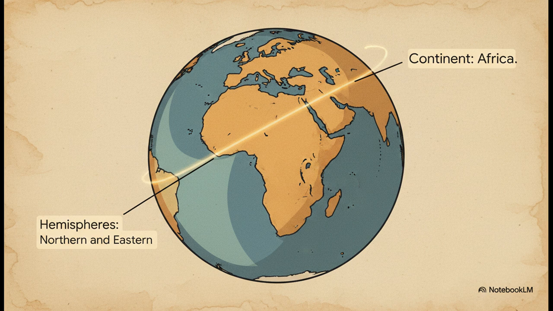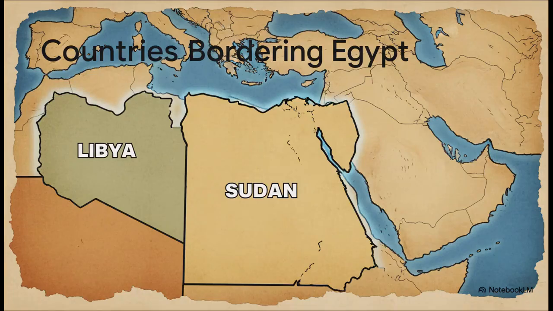Okay, let's get even more specific. Your next question. Name 2 countries that share a border with Egypt. Go on, hit that pause button. Did you get it? The 2 countries are Sudan to the south and Libya to the west.